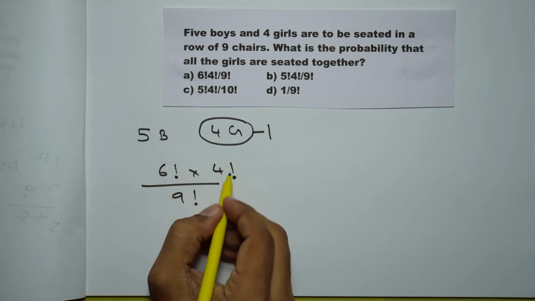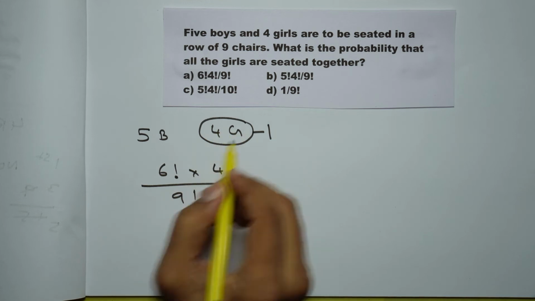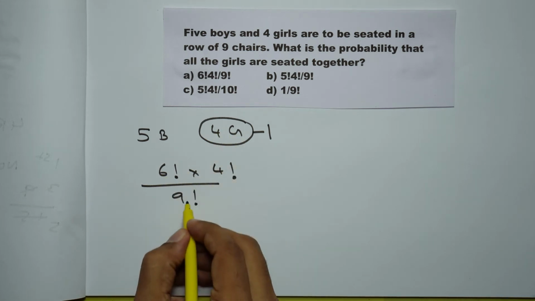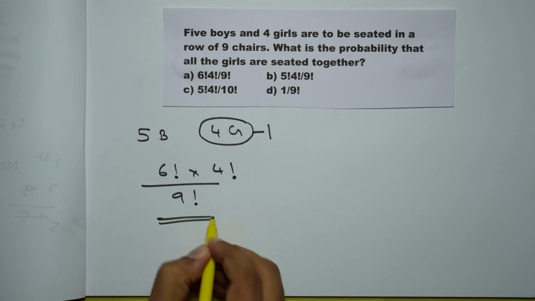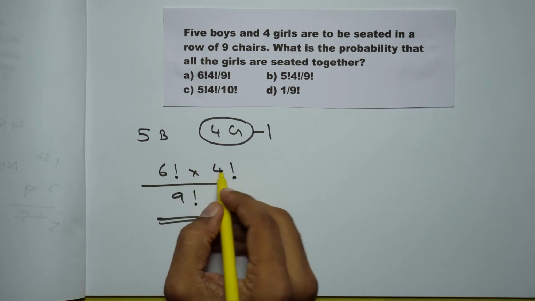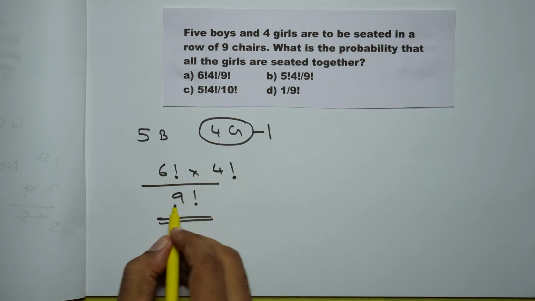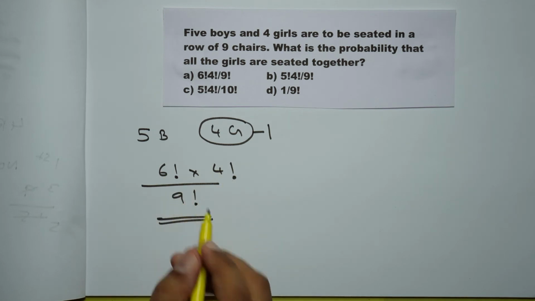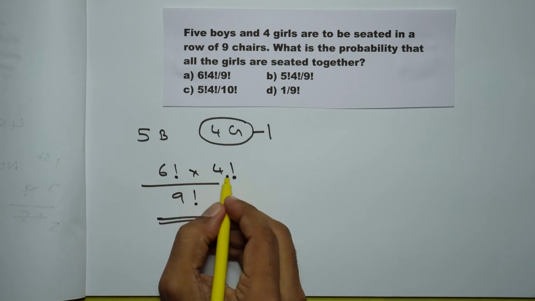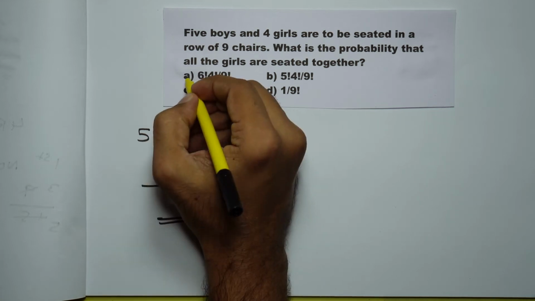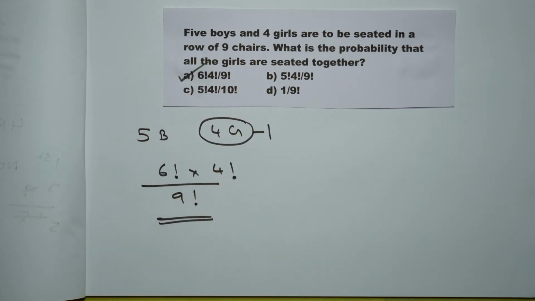So these are the number of arrangements where the 4 girls are always together out of a total of 9 factorial. So this is the probability that the 4 girls are always seated together. Number of favorable outcomes by total number of outcomes. So this is 6 factorial into 4 factorial by 9 factorial. That is the same as option A.